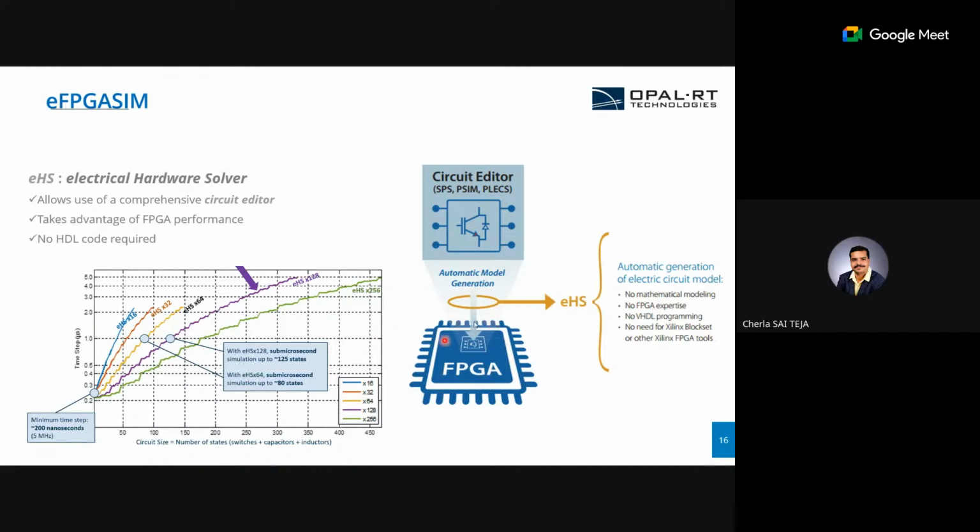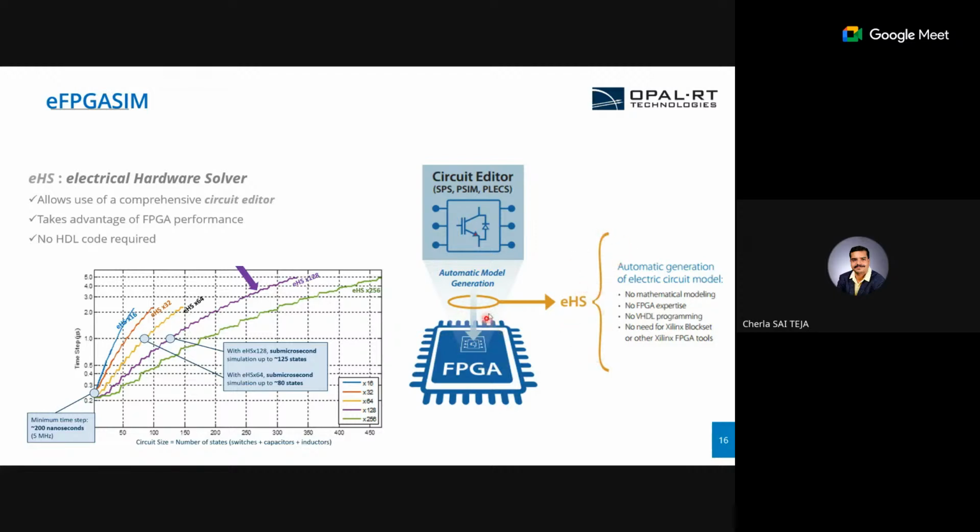Normally, if you want to do the modeling on an FPGA, one needs to have knowledge of how to write the code in VHDL, or they need to know how to use the Xilinx-based block set which is available in MATLAB Simulink. So it's not straightforward, because you need to have all the converter response written in equation based, differential equation based form. The FPGA will understand only that.